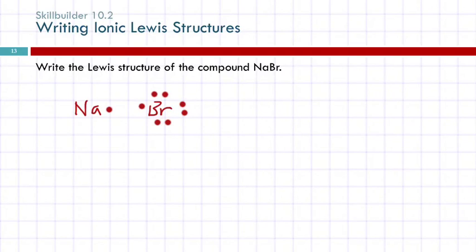So I'm taking this electron from the sodium, and that results in the sodium having a positive charge. And I'm going to give that electron to the bromide, and that results in the bromide having a -1 charge. And so that would be a Lewis structure for sodium bromide. We don't often actually write Lewis structures for ionic compounds, but it's a good place to start because it helps us to understand what's going on. Any questions?